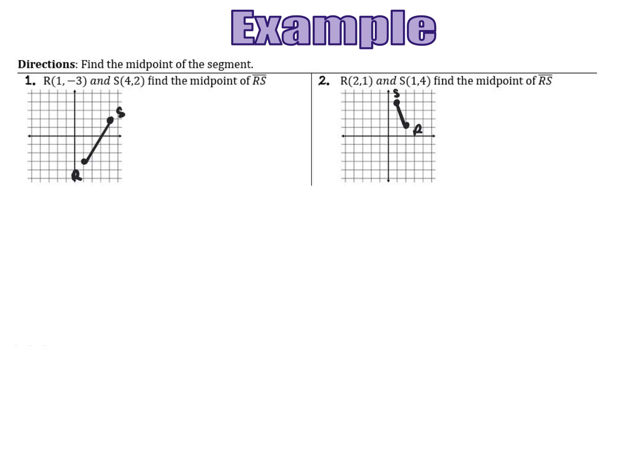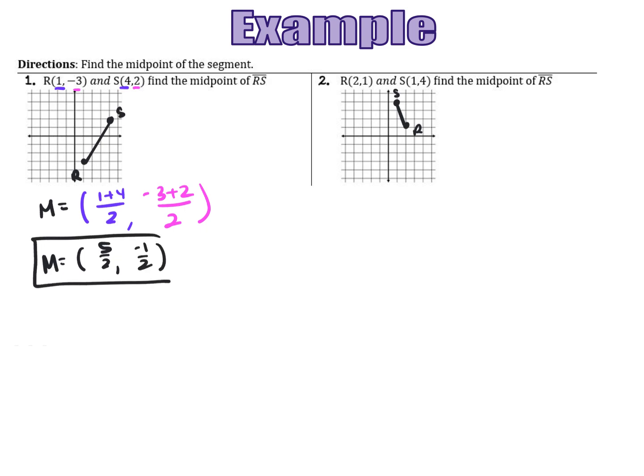Okay, so if we're looking for the middle point, and we're going to call that midpoint M, we're going to average our 2 x values. So our x values are 1 and 4. So we're going to say 1 plus 4 divided by 2. And then we're going to average our 2 y values, negative 3 plus 2 divided by 2. And then we're just going to simplify. 1 and 4 makes 5. Negative 3 plus 2 makes negative 1. So our midpoint is the coordinate 5 halves, or 2.5, comma, negative 1 half. And then I want to look at this graph to make sure that makes sense.